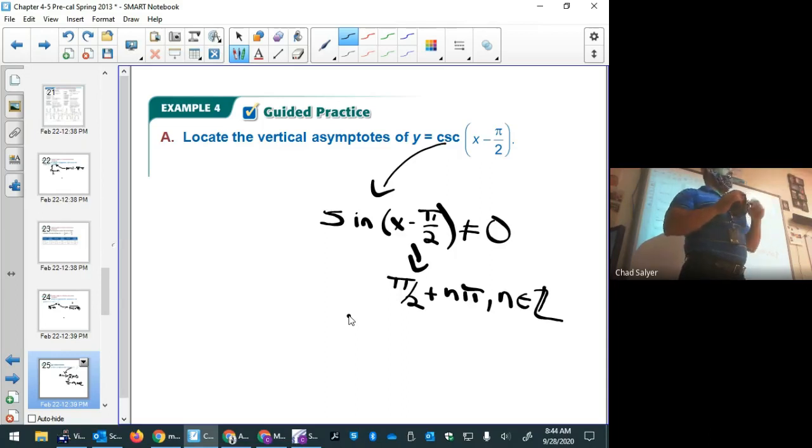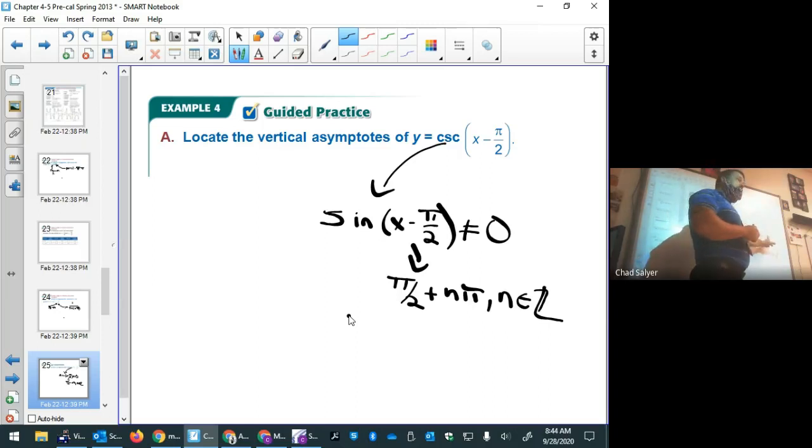Good question. Yes, sir. Would you go over again how you got the vertical asymptotes pi over 2 plus n pi? Yeah, I just thought about what values of x would make this expression equal to 0. So I knew that 0 is normally a 0 of pi. So if I plug in pi over 2 minus pi over 2, that's 0.